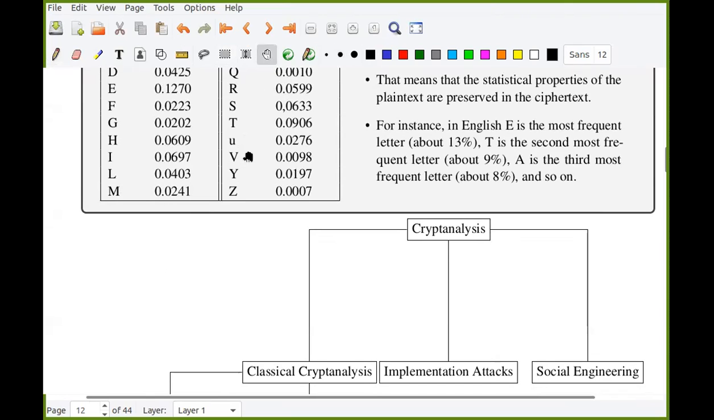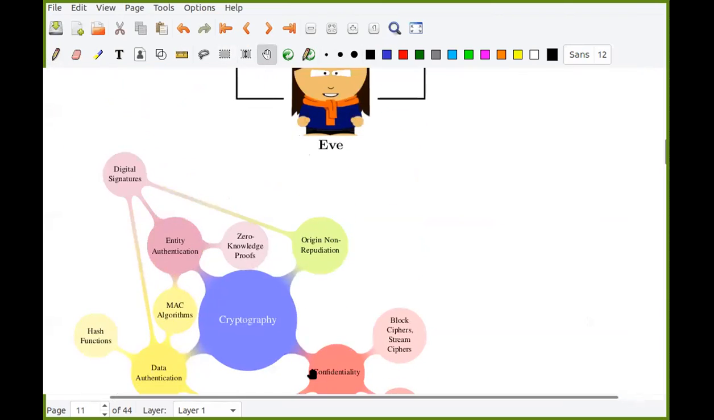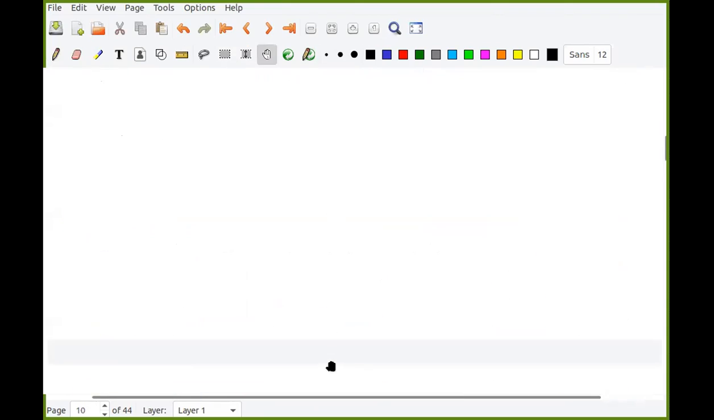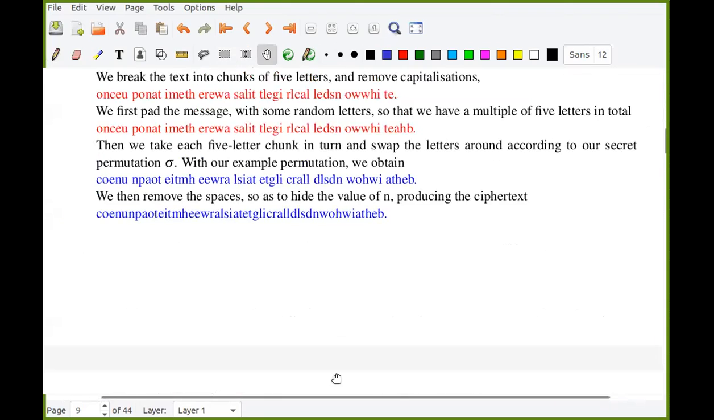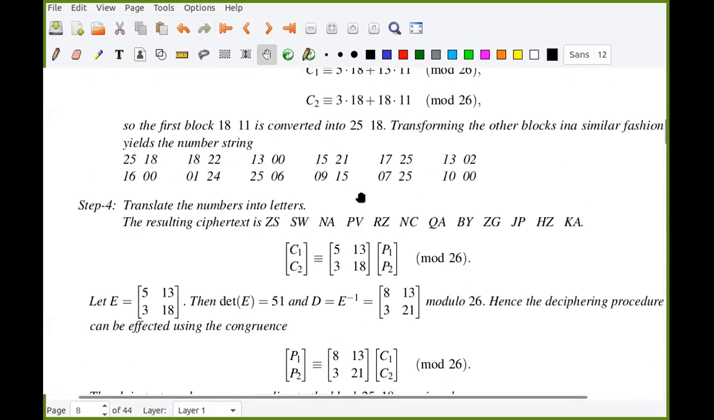Suresh, do you remember Vigenère cipher? No, sir. How is it done? Rutuja, what about you? No, sir. No, we completed it.